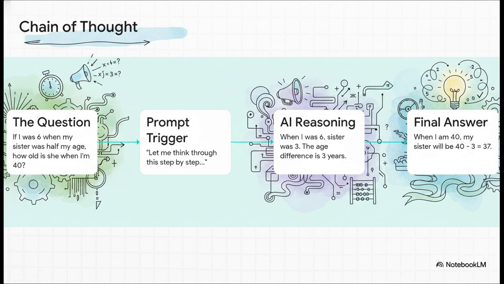And here's exactly how it works with a classic brain teaser. Instead of just guessing, the AI breaks it down. First, it figures out the age difference is 3 years. Then it correctly applies that logic to the new age. This simple step-by-step process dramatically cuts down on errors, especially with math or logic puzzles.